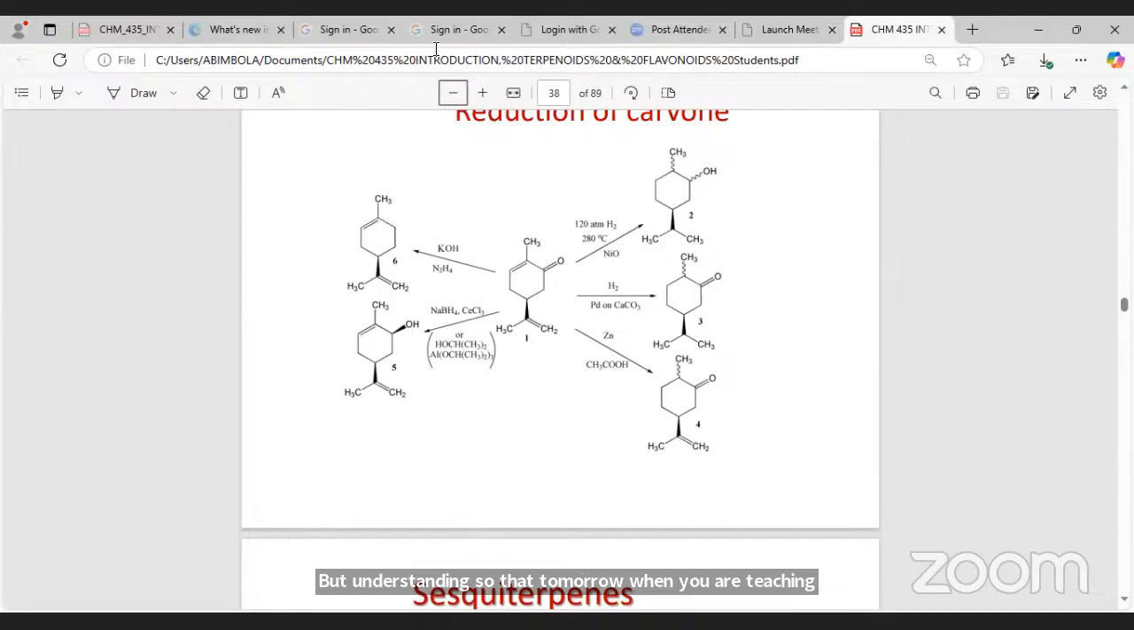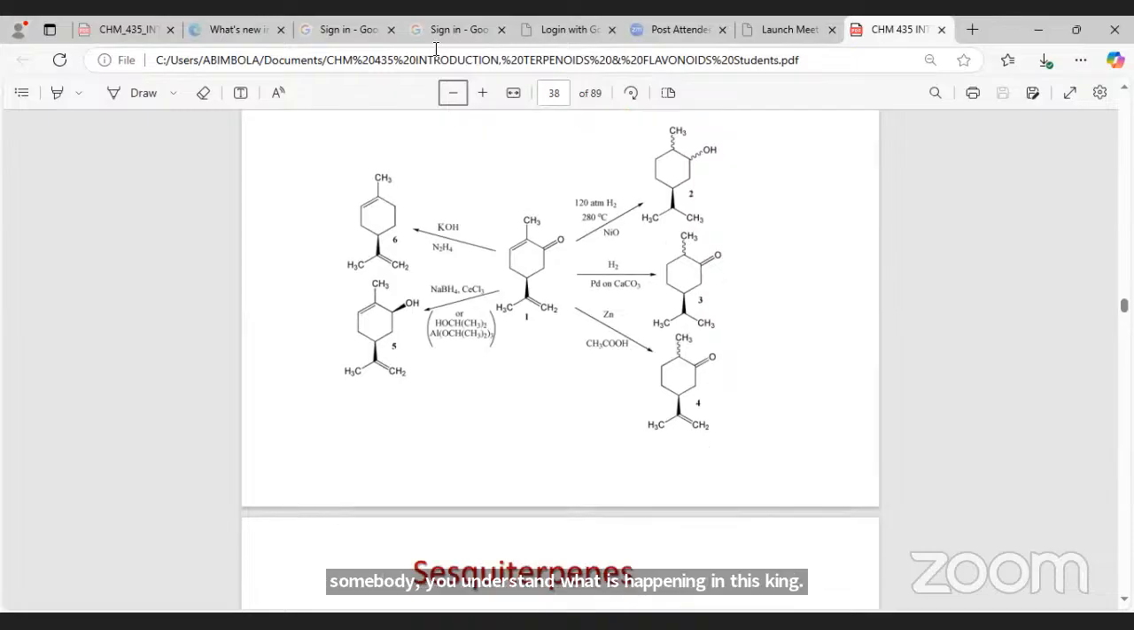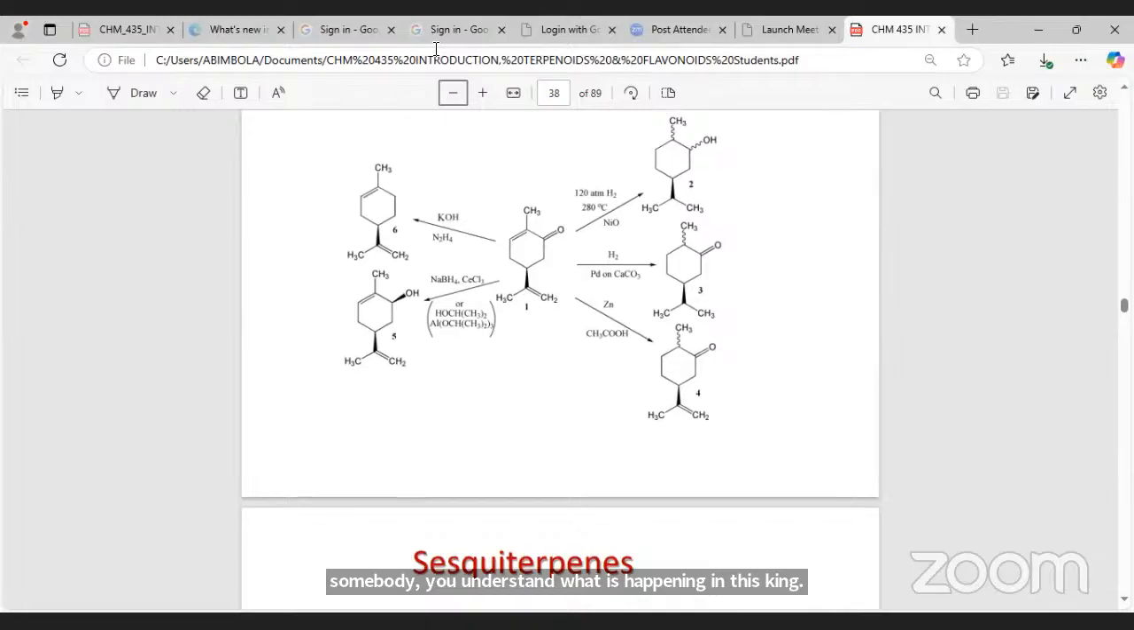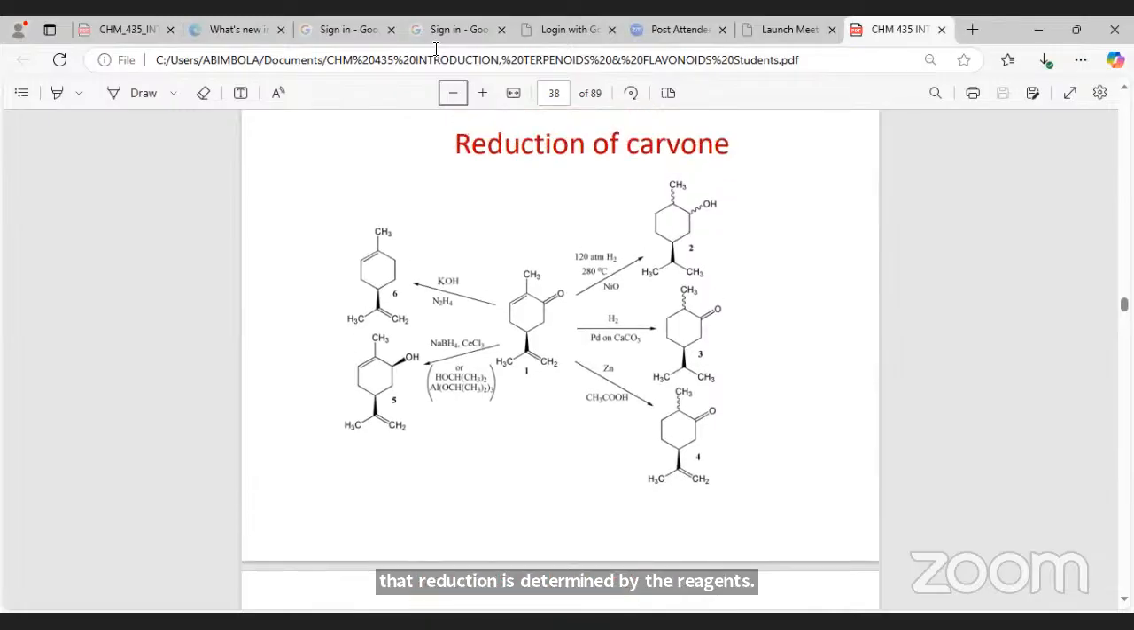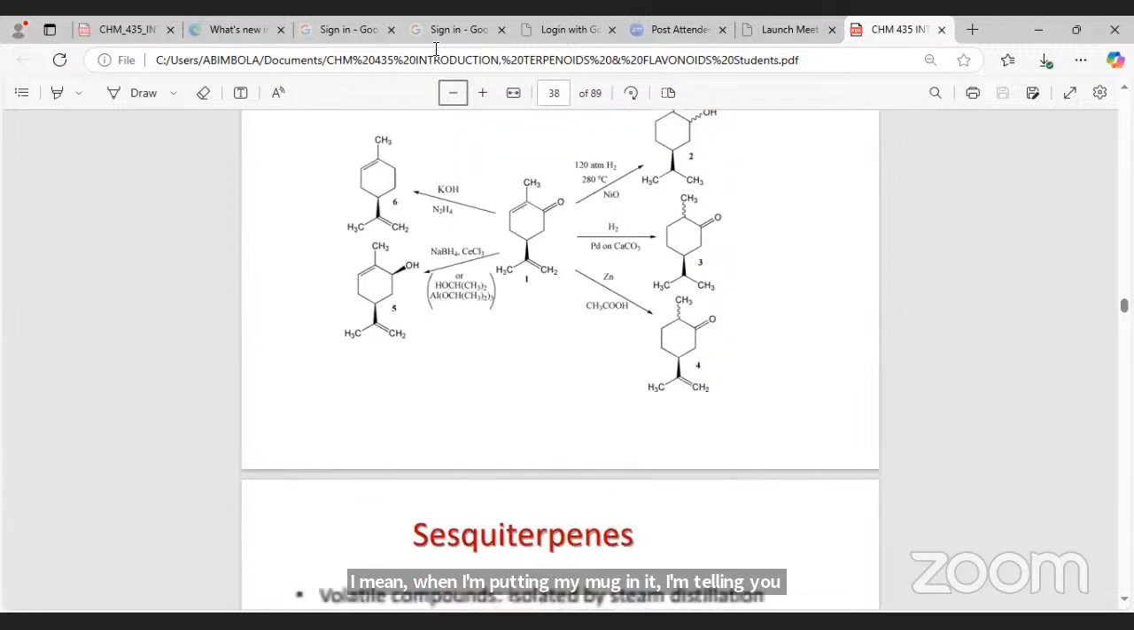The reduction is determined by the reagents. Just like, remember, oxidation is also determined by the reagents. When I use my PCC, I'm saying I'm doing selective oxidation. And when I'm putting my permanganate, I'm telling you that I'm doing complete oxidation. So that's the sense of knowing all this. Let's go to the next slide. Any questions so far?